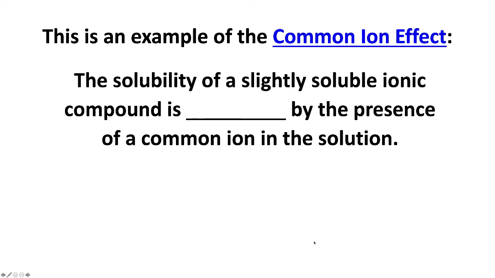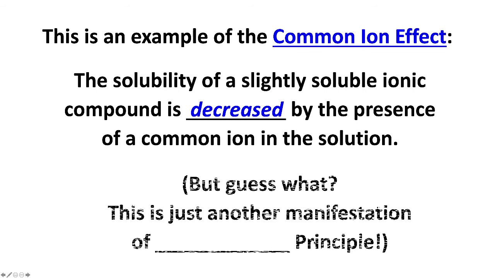Now, this is an example of something called the common ion effect. And the common ion effect is where the solubility of a slightly soluble ionic compound is decreased by the presence of a common ion in the solution. Now, it's worth noting that this is just another manifestation of Le Chatelier's principle. So we can remember a thing known as the common ion effect. It is talked about in chemistry terms, but it is simply an example of Le Chatelier's principle in action.